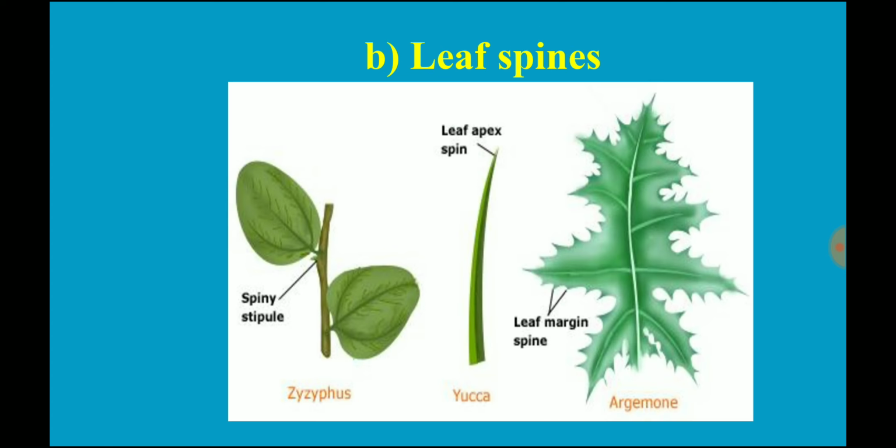Then secondly, leaf spines. These are three different examples of leaf spines that occur in Ziziphus, Yucca and Argemone. So that is showing the number of spines on the lateral parts or the margins, or at the typical apical portions or in the axils.